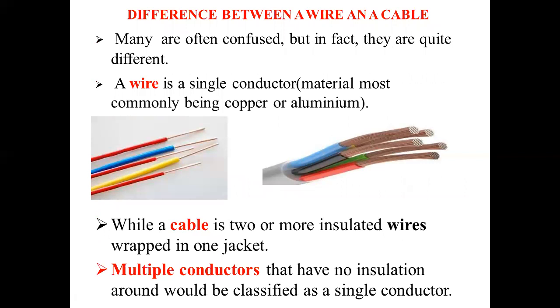Now, the difference between a wire and a cable. A wire is a single conductor. While a cable is two or more insulated wires. A simple example: a wire is red, blue, yellow, and so on. A cable means multiple conductors. So when some of these conductors are together, we can take it as a cable. That's it.